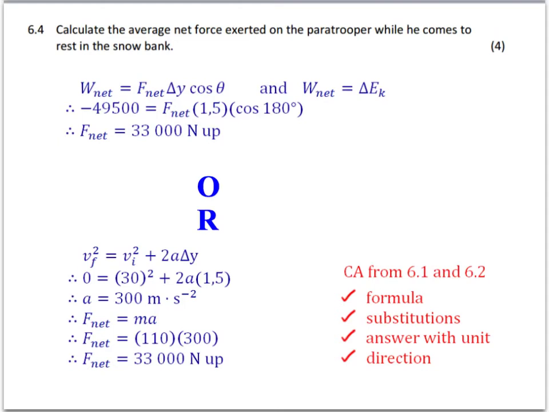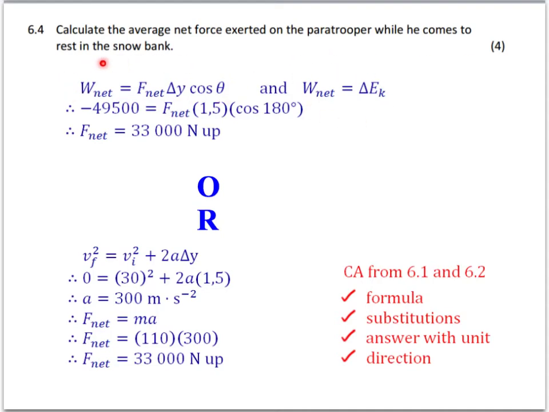There are a couple of ways to tackle question 6.4, which asks you to calculate the average net force exerted on the paratrooper while he comes to rest in the snowbank. Firstly, we have two expressions for the net work done. Over here on the right, the net work done on an object is its change in kinetic energy. That we get from the work energy theorem.